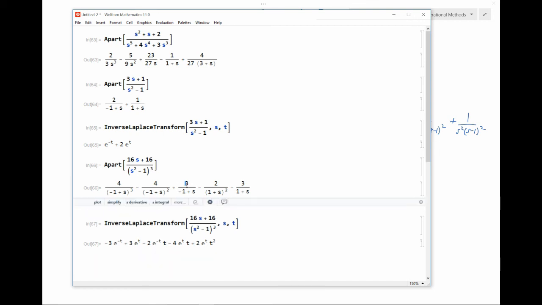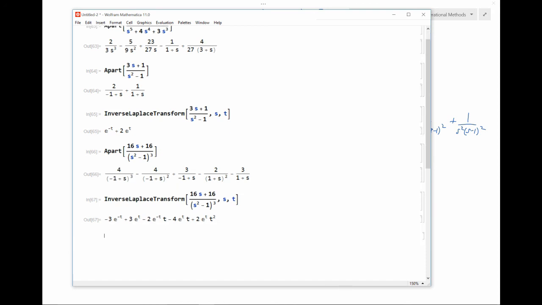3e to the t for the term here. We get minus 3e to the minus t for the term here. We get negative 2e to the minus t. We should get negative 4e to the t times t. And we should get positive 2e to the t times t squared.